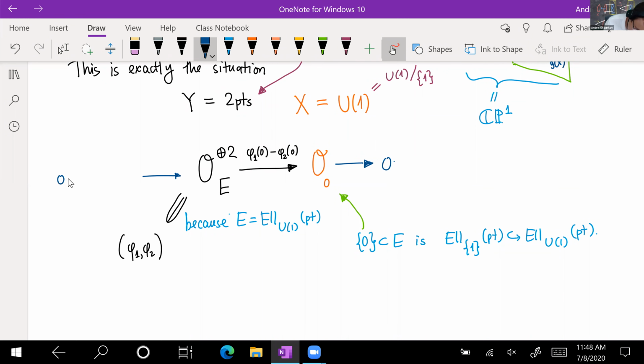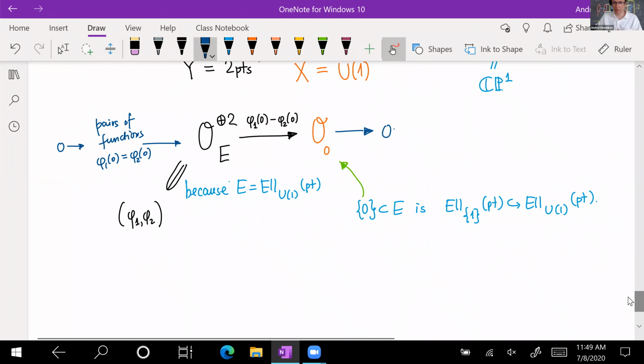is what? The functions. Pairs of functions. Functions that take the same value at 0, such that f1 of 0 is f2 of 0. So what is that? When I have two functions and I require them to take the same value at a point, it means I take two copies.